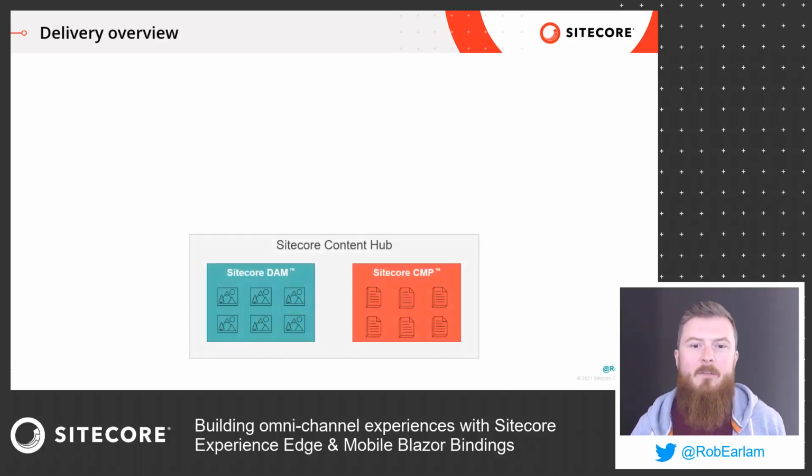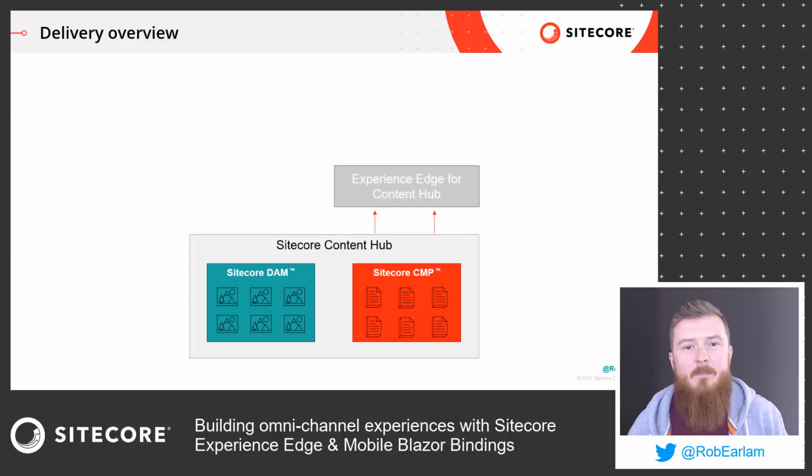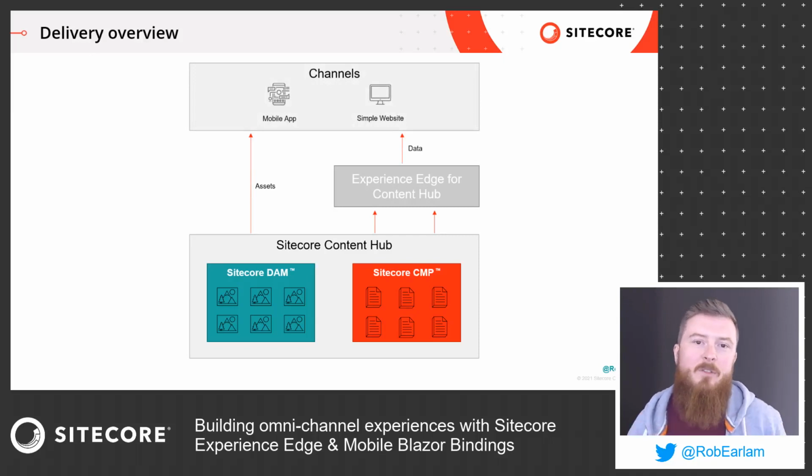So what are we going to have? Well, similar to how I showed before, we're going to have Sitecore DAM serving our images and Sitecore CMP serving our dynamic content. This is going to be surfaced to our heads through Experience Edge for Content Hub. And then we're going to have our two different channels. I'll have my simple website, my Next.js app that I just talked about, and this new mobile app that I'm going to build.